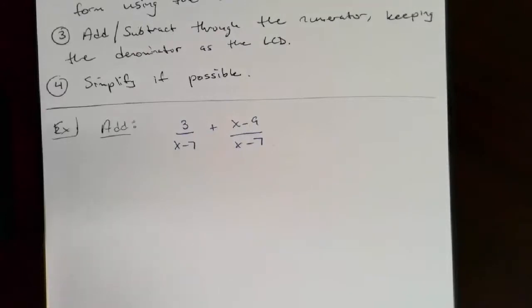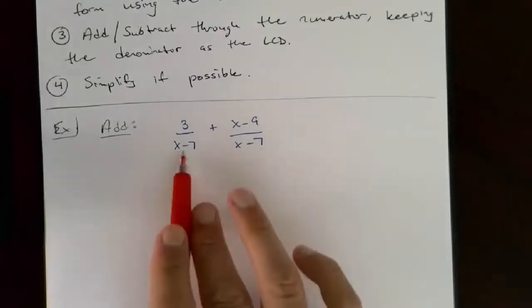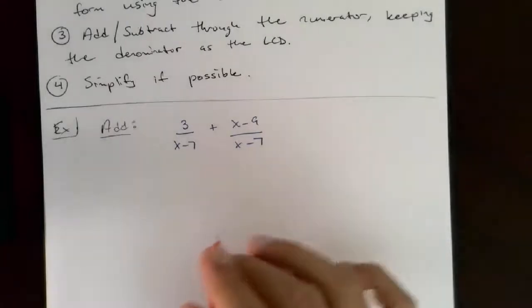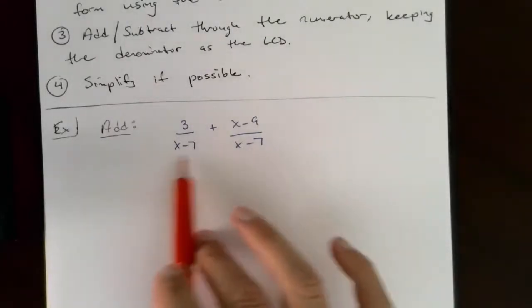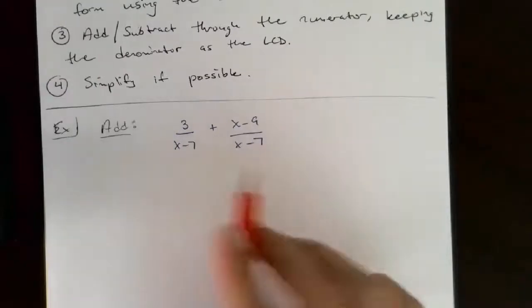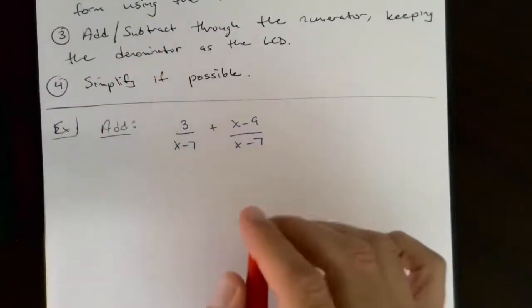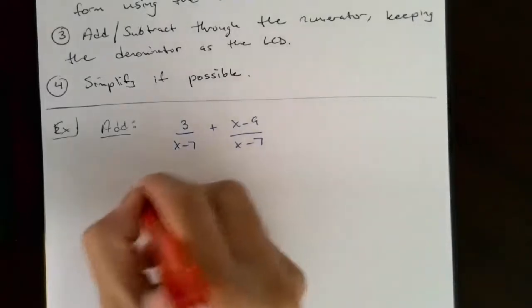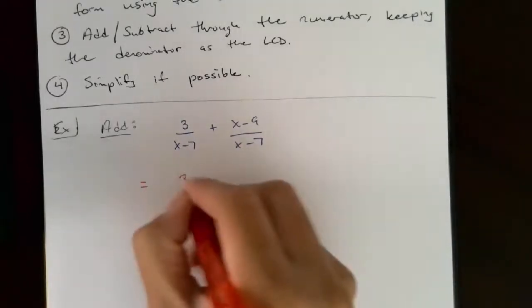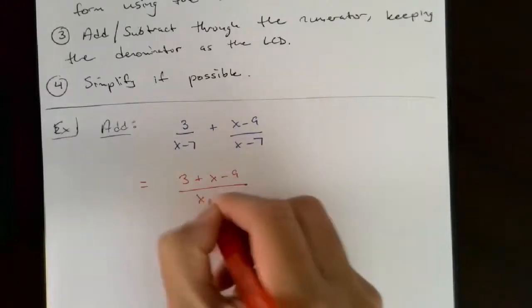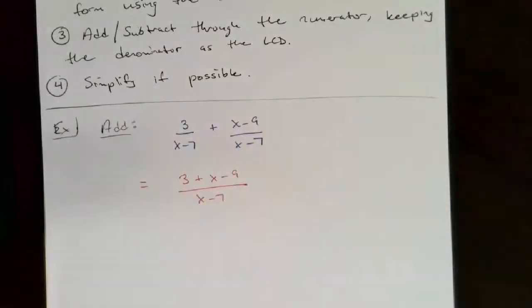The first thing you need is a common denominator. In this case, the denominators are the same, x minus 7, x minus 7. So we have the common denominator, so we don't have to rewrite each fraction because they already have the denominator. So we're going to skip to step 3, which is add or subtract through the top, and keep the denominator the same. So add or subtract through the numerator, we'd end up with 3 plus x minus 9 all over x minus 7.